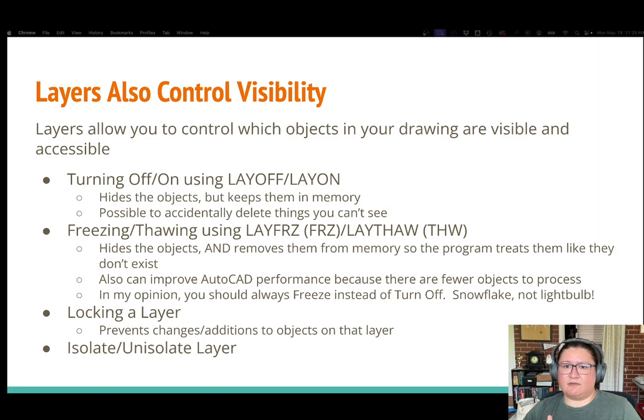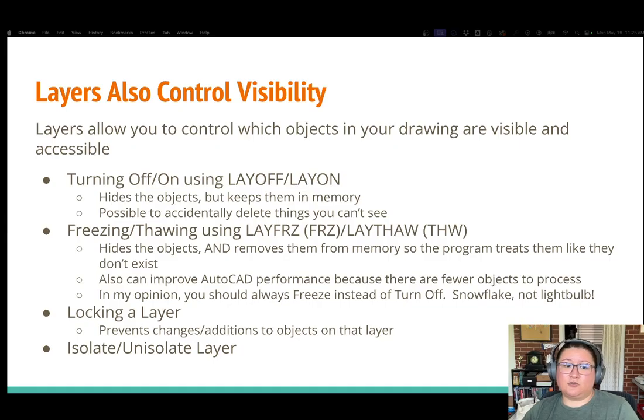They're basically the same thing, visually the same thing, in that you take an object from being visible to not visible. But the difference is that turning off the layer leaves the layer in memory, which means that AutoCAD has to continue processing it. It also means that you could potentially select it, like if you do a select all or a select similar, that will be selected if it is in your turned off layers. And then if you delete the objects on that layer, you might accidentally delete something that you couldn't see.